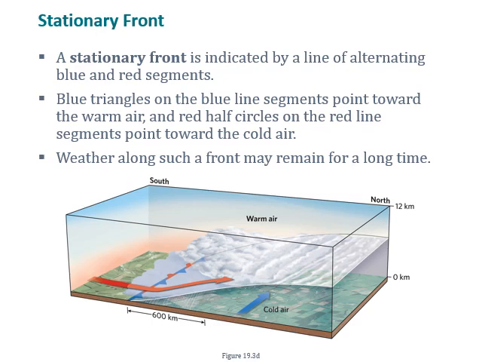Then here we have the final stationary front, which is indicated by a line of alternating red and blue segments. The blue triangles on the blue line point towards the warm air, and the red half circles on the red line portions point towards the cold air. Weather along such a front may remain for a long time. In this case, when you're looking at relative directions, you're seeing the cold air and warm air blowing perpendicular to one another.